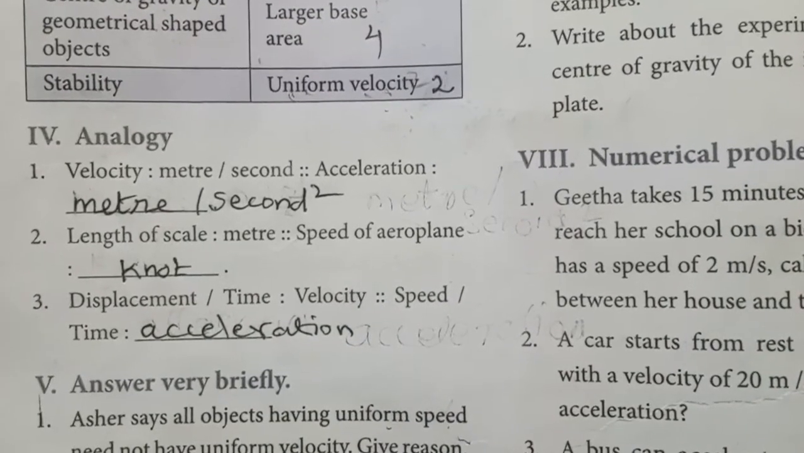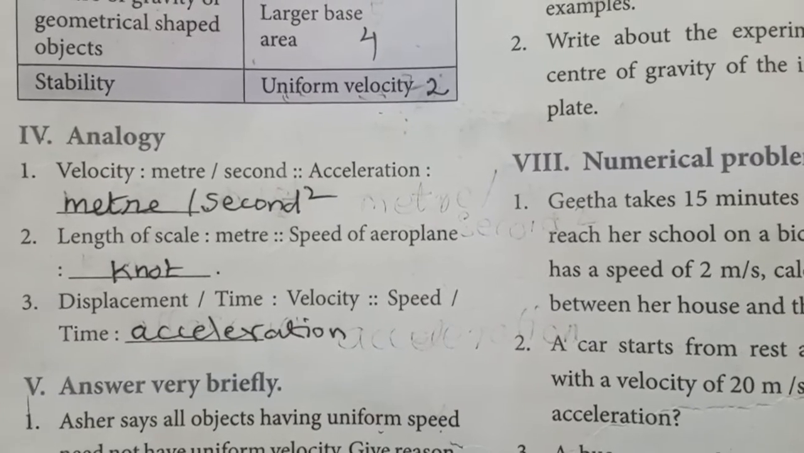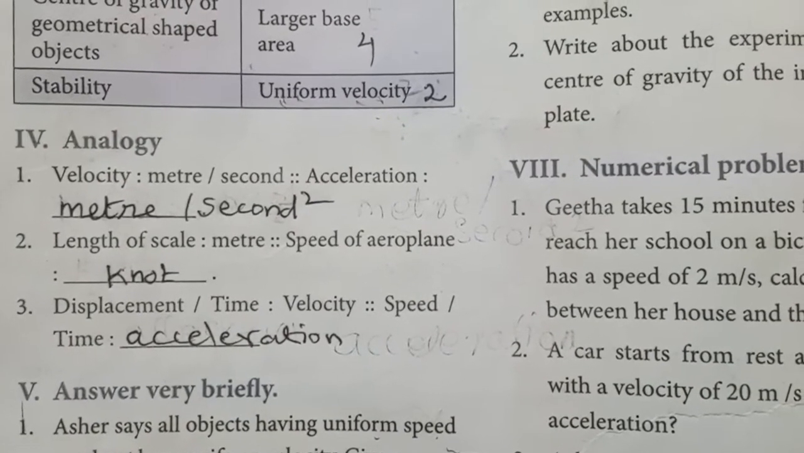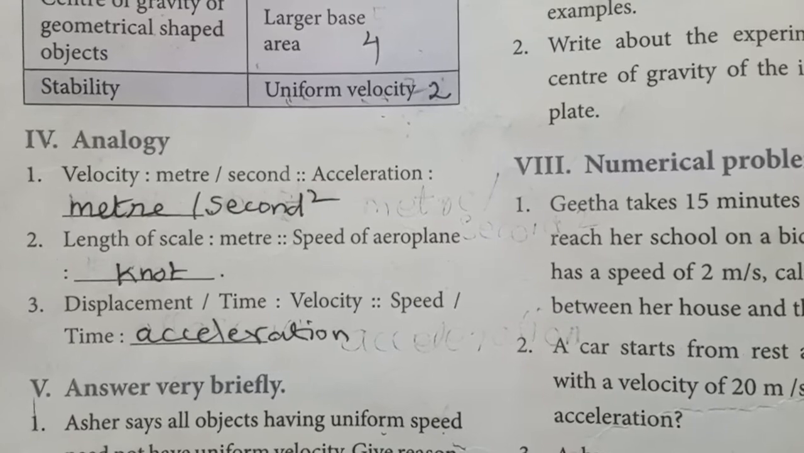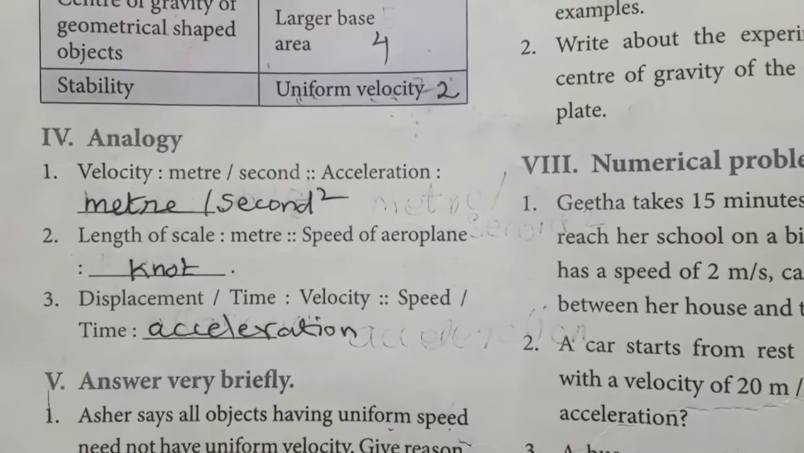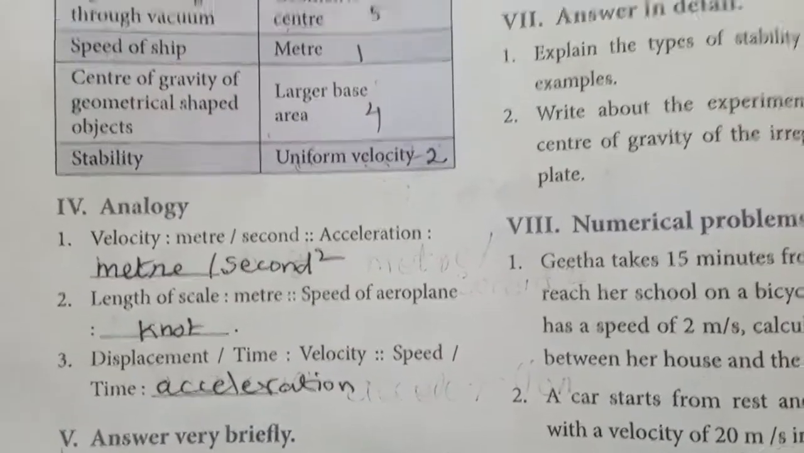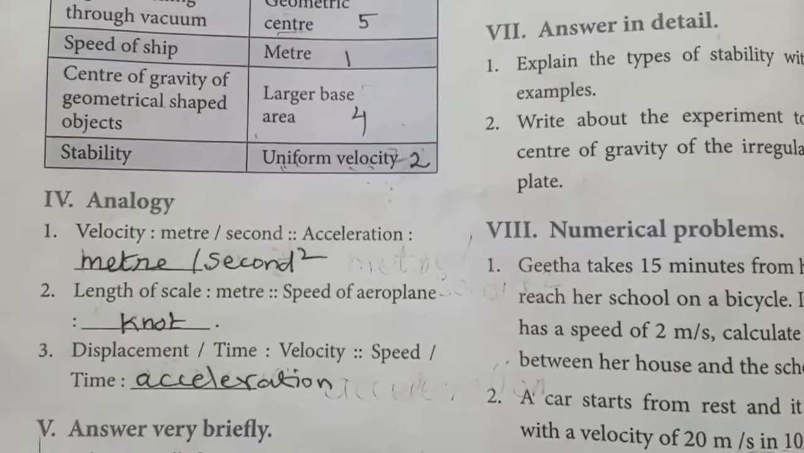Analogy: velocity is meter per second, whereas acceleration is meter per second square. Length of scale is the meter, whereas the speed of an aeroplane is measured in nautical miles. Displacement divided by time is known as velocity, whereas velocity divided by time is acceleration. So I think that's all about the book back evaluations.